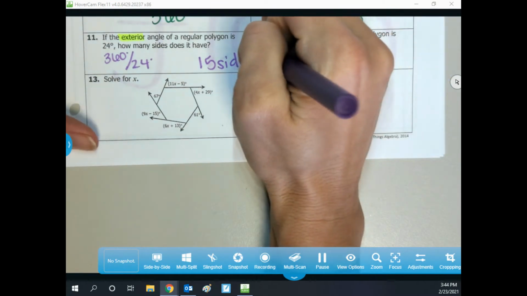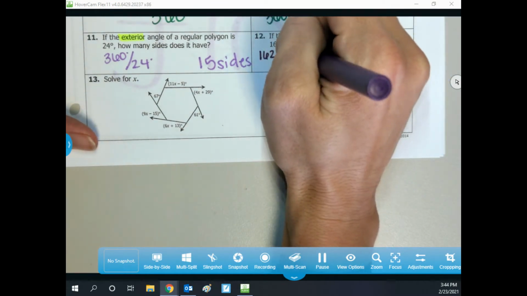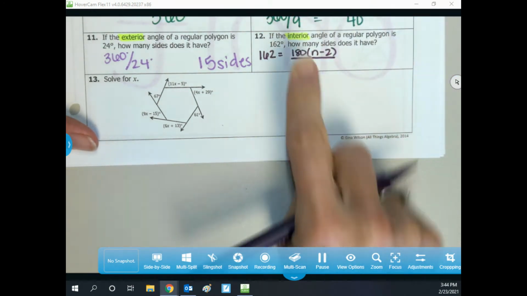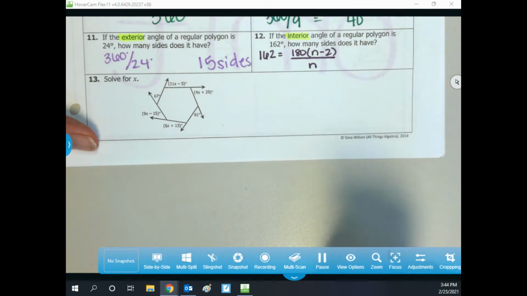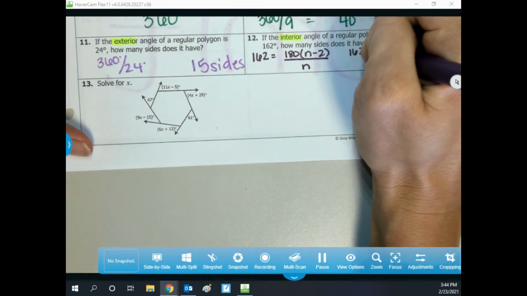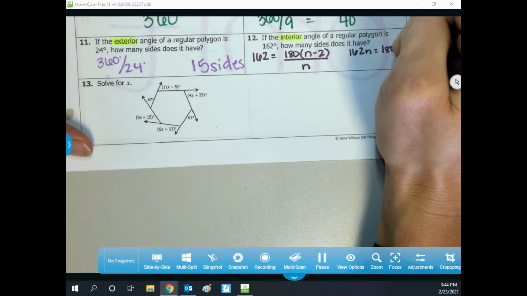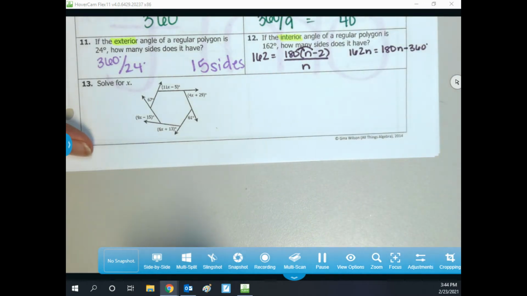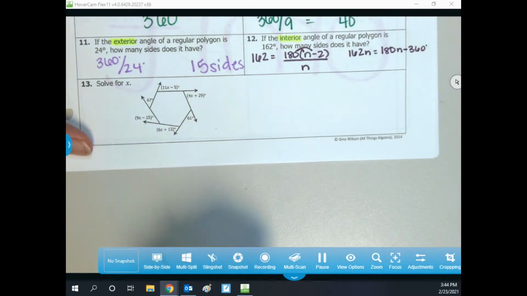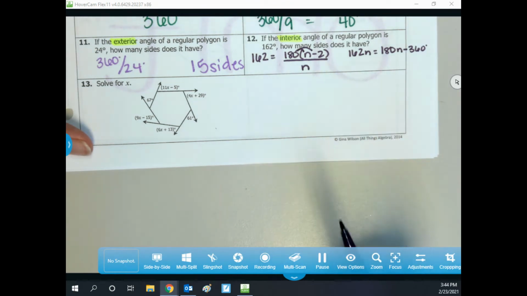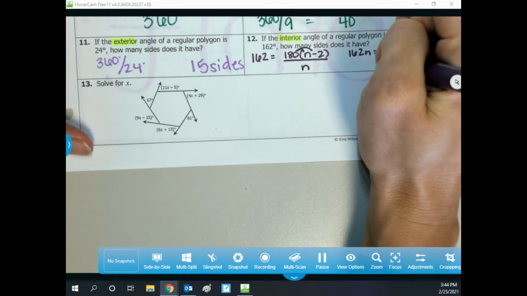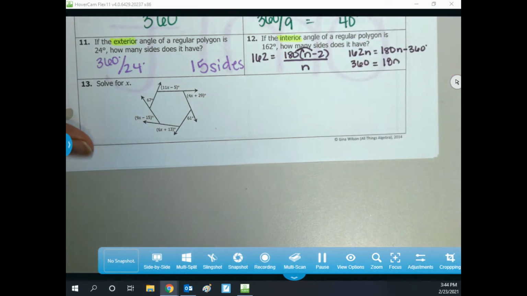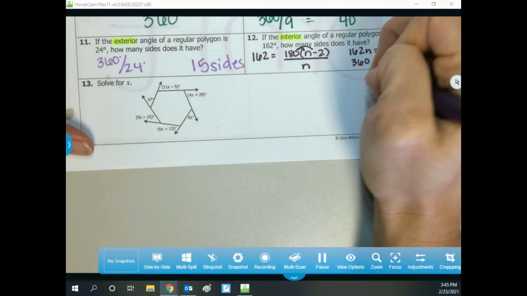So we set that equal. 162 equals 180 times n minus 2, divided by n. Multiply both sides times n. So you end up with 162n equals 180n minus 360 because we distributed, and go ahead and solve that for n now. We should have subtracted 162n from both sides and gotten 18n equals 360, and 360 divided by 18 is 20 sides.